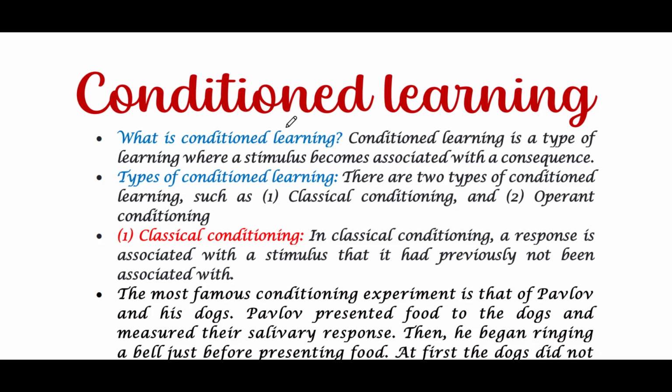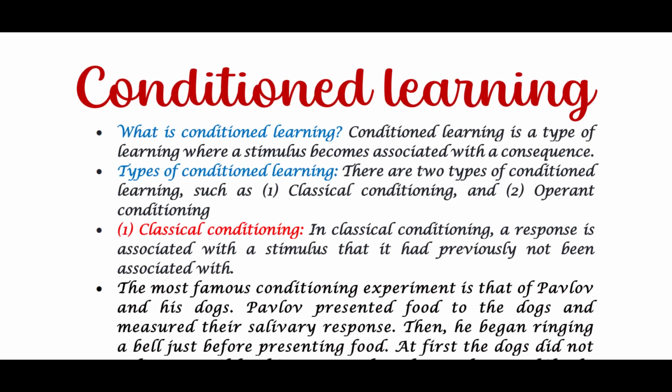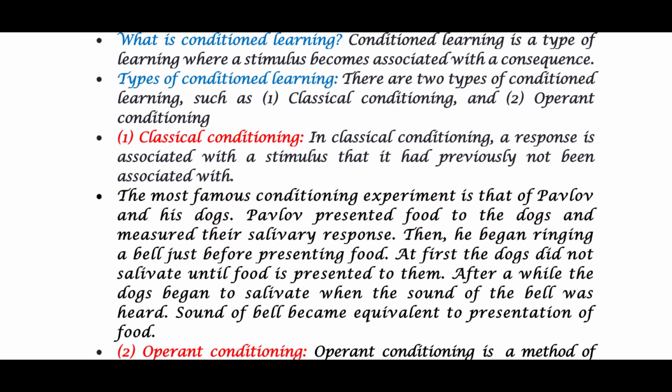So what is conditioned learning? Conditioned learning is a type of learning where a stimulus becomes associated with a consequence. There are different types of conditioned learning such as classical conditioning and operant conditioning. Let's talk about them. Classical conditioning.